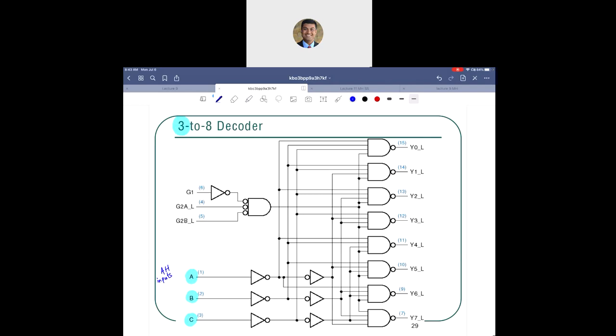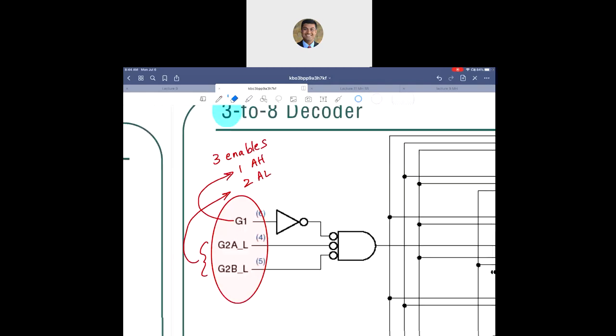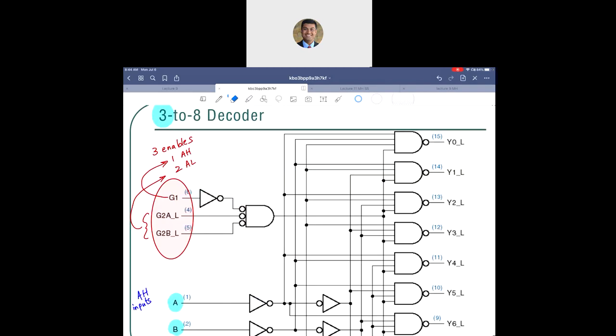How about the enables? How many enables? Active high or active low? So I've got three enables here. One of them is active high. Two of them are active low. So G1 is active high, and G2 and G3 are active low. In total, there are three enables.